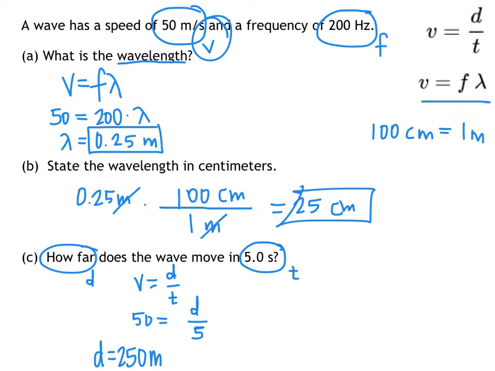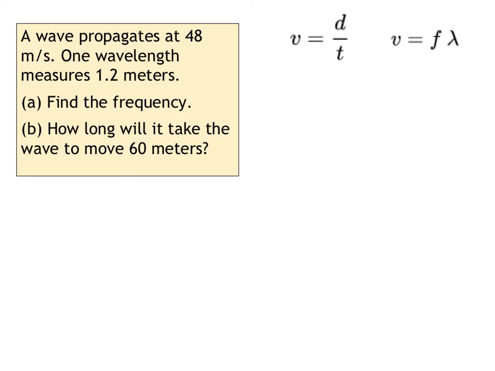All right, let's look at the problems that were done in class as collaboration questions, a few more examples. So in this case, we have a wave propagating at 48 meters per second. That's our velocity. The wavelength is 1.2 meters. That's our lambda. And we're finding the frequency. So we're going to use the second equation here. v equals f lambda.